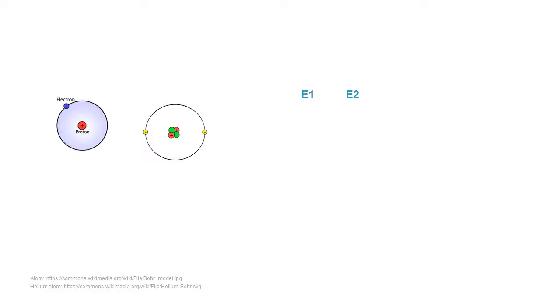Now at this point we have 2 electrons, so we need to talk a little bit about how these electrons behave around each other. But at this point in the video we are out of time, so we're going to stop here, and in the next video we will pick up and talk about how electrons interact with each other.